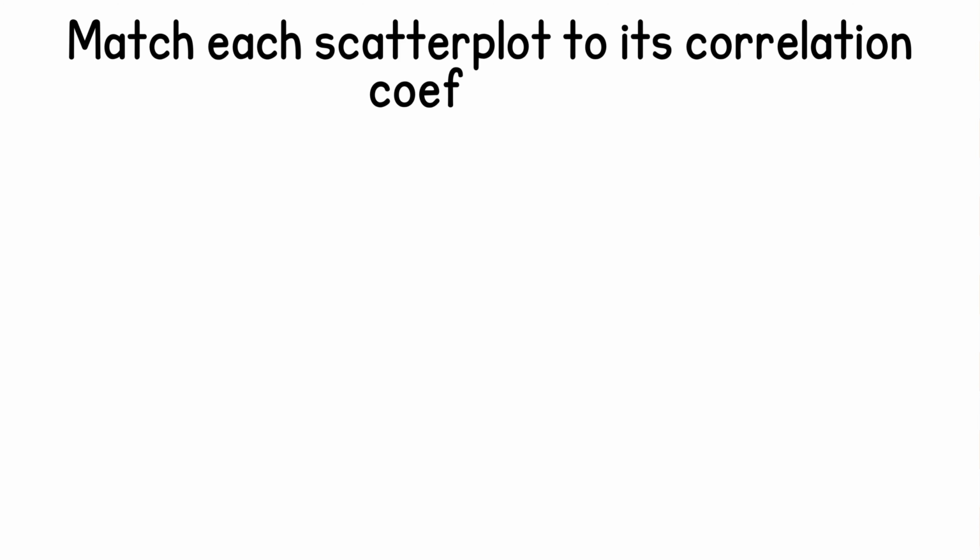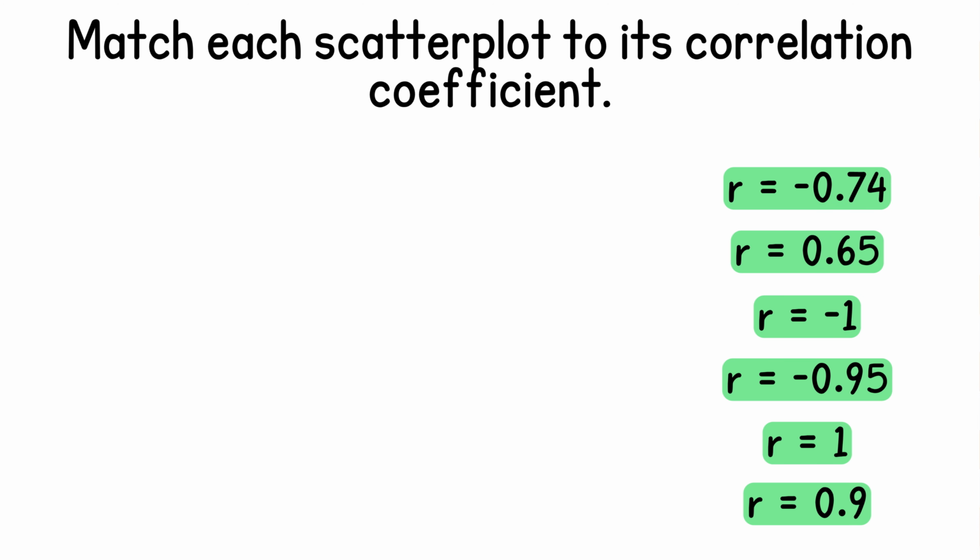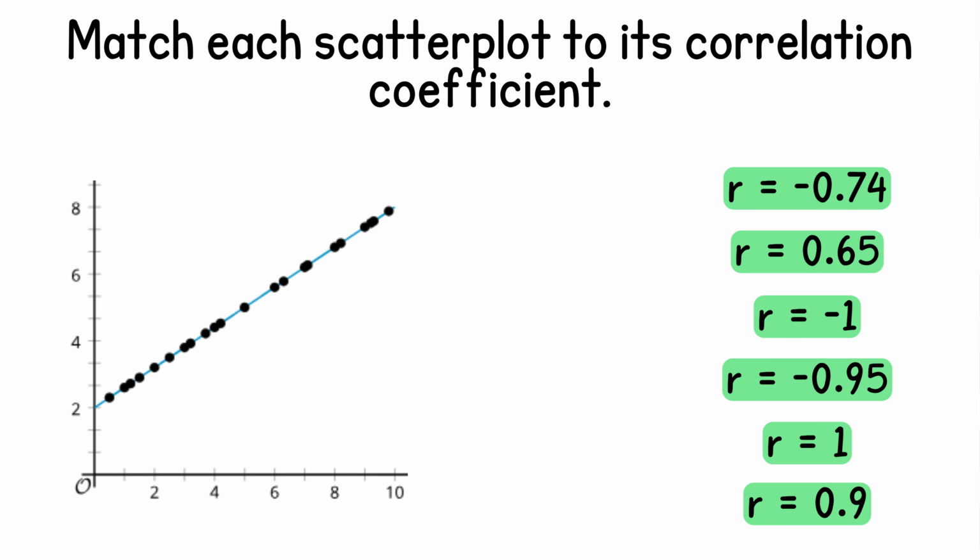Now we'll match each scatter plot to its correlation coefficient. So we'll put up different scatter plots and try to match them to the correlation coefficients given. Here are all the correlation coefficients we have to choose from. Here's our first scatter plot. We can see that the blue line hits every black dot exactly. So this is a perfect positive correlation. So this tells us that R is equal to 1.